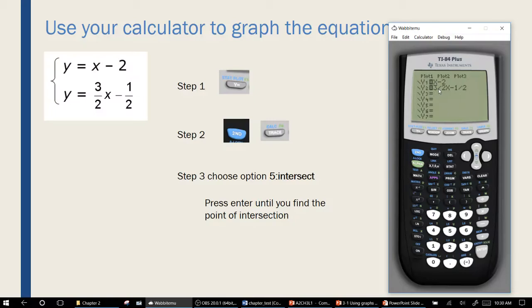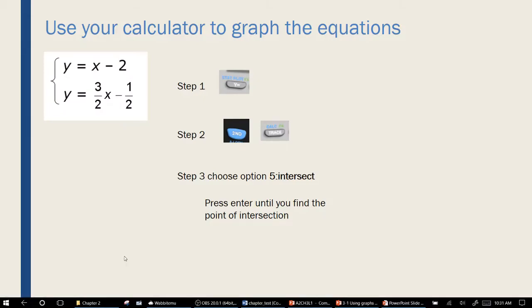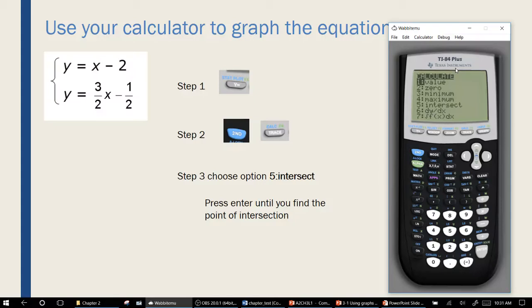Okay, so once we've got our two y's in, we're going to use this second and this button over here that says trace, but above it says calculate. So we're going to say second calc, and we come up with the calculate menu, and we're going to go down to 5. Let's see if I can get my calculator back. Okay, so let's go to 5, and there we go. And you're going to see it graphing.